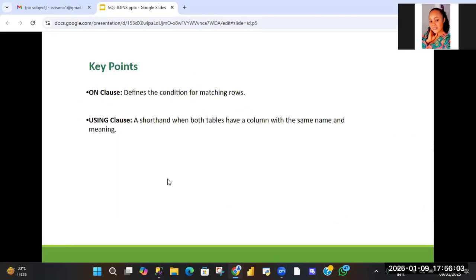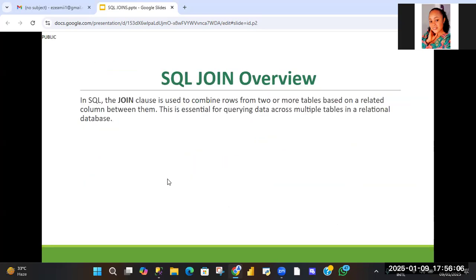So let's look at what a join is. In SQL, the join clause is used to combine rows from two or more related tables based on a related column between them. This is essential for querying data across multiple tables in a relational database.